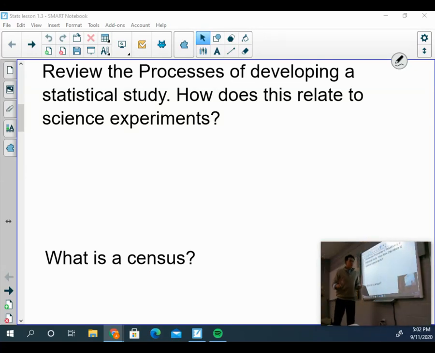All right, hello guys. Today we're going to be going over 1.3. It's the last section in chapter 1. Hard to believe we are already through the first chapter, but we're moving along. Hopefully it hasn't been too bad for you.